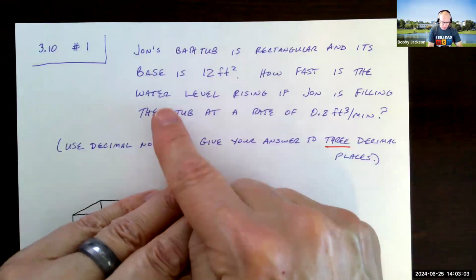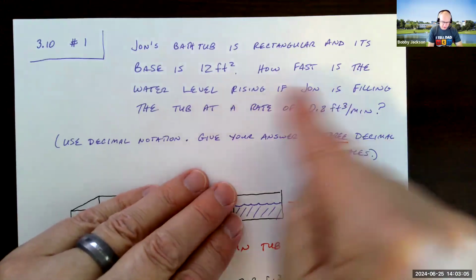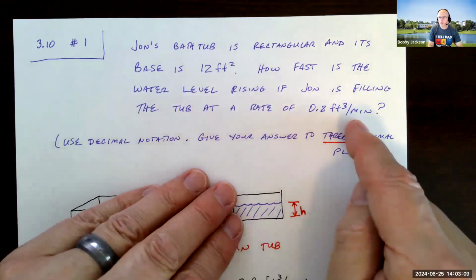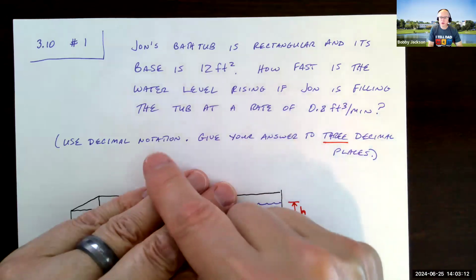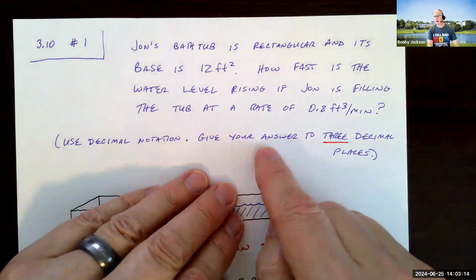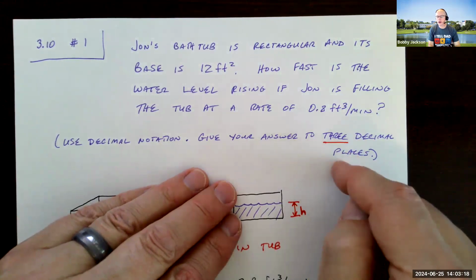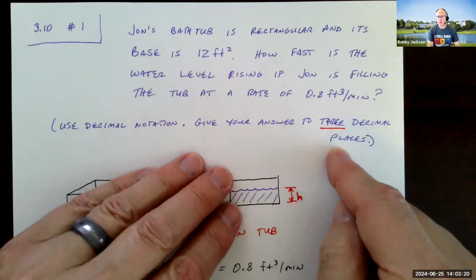How fast is the water level rising if John is filling the tub at a rate of 0.8 cubic feet per minute? We're to use decimal notation, and we're going to give our answer to 3 decimal places. So we're going to round that off to 3 decimal places, so be careful with that.